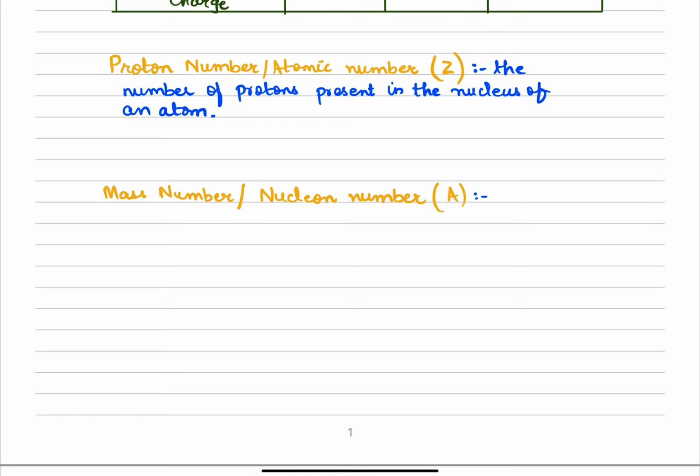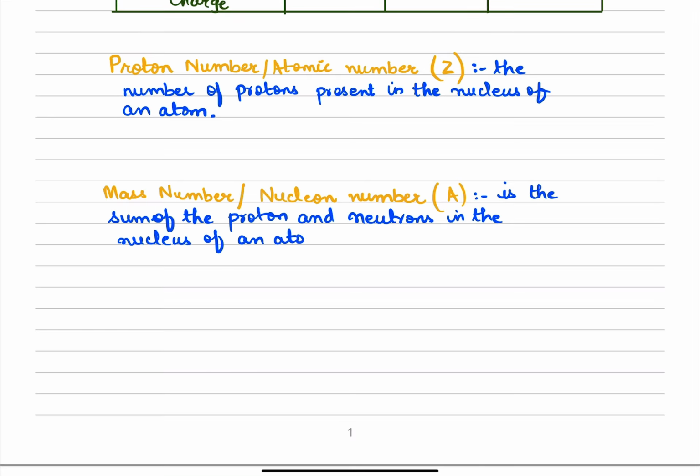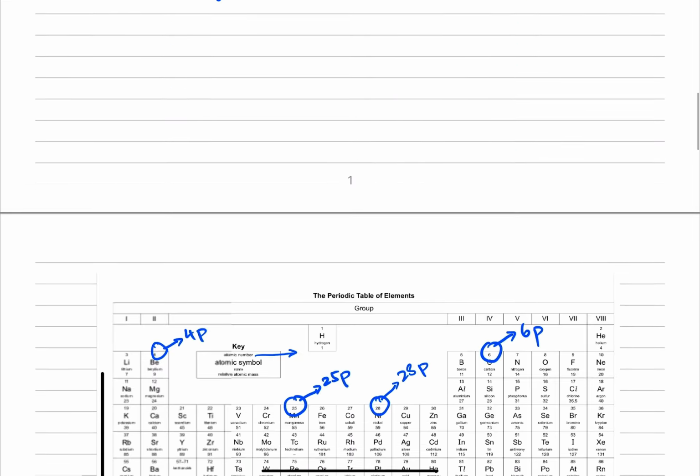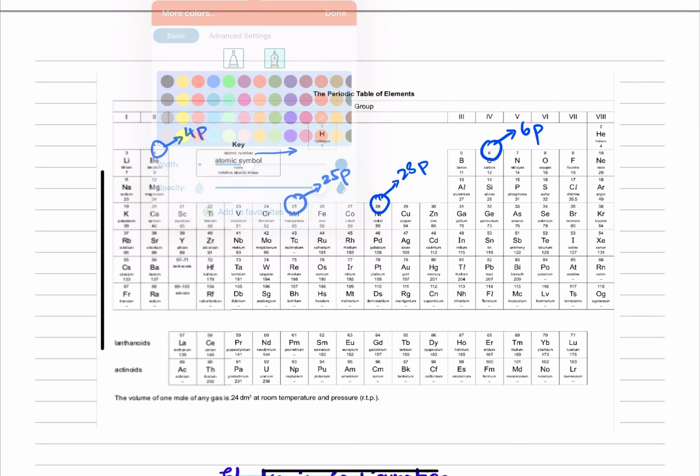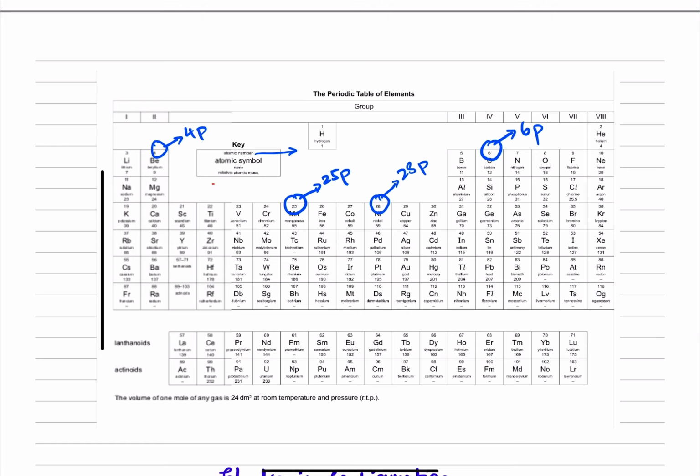Now let's look at what is mass number or nucleon number. Mass number or nucleon number, denoted by A, is the sum of the protons and neutrons in the nucleus of an atom. Since you can see the number at the bottom, the relative atomic mass, you can also consider this relative atomic mass as the mass number for this case only.